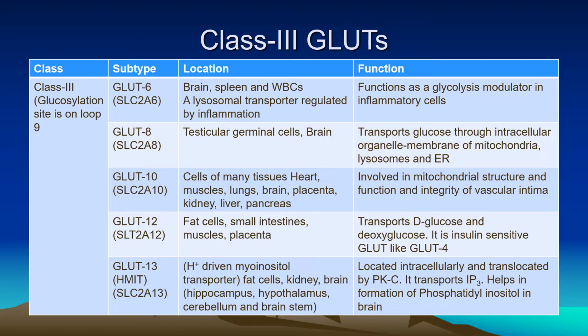GLUT13 is also known as the hydrogen-driven myoinositol transporter (HMIT). It's located in fat cells, kidney, and brain, particularly the hippocampus and hypothalamus, and it transports IP3 and therefore helps in formation of phosphatidylinositol in the brain.